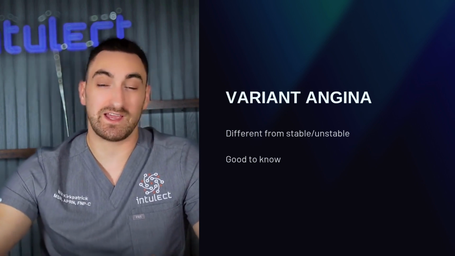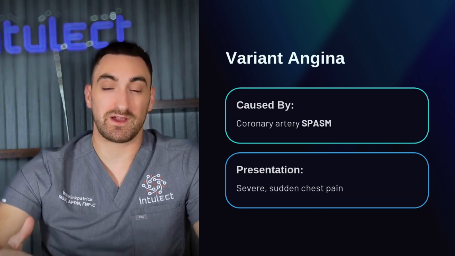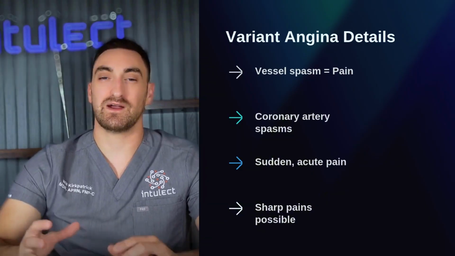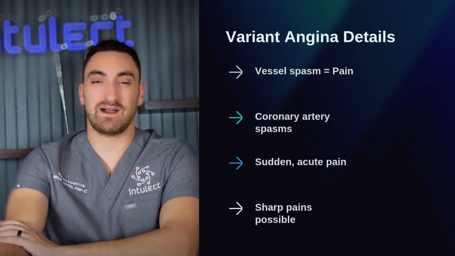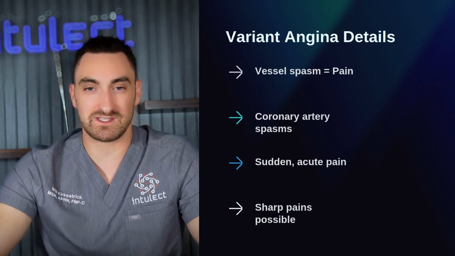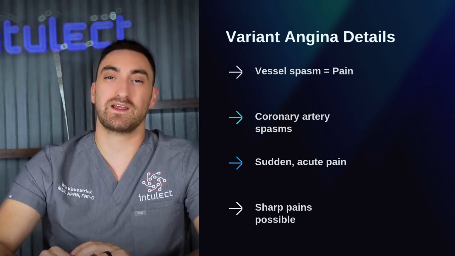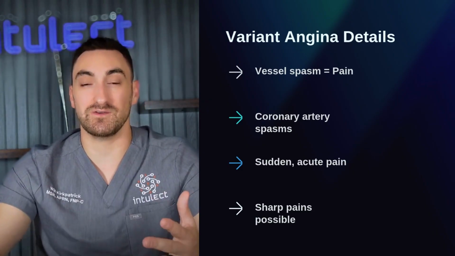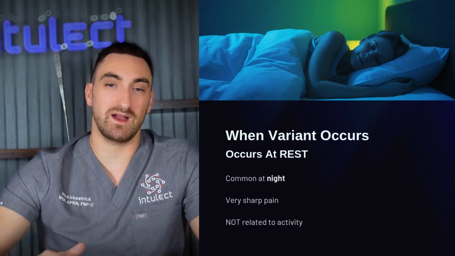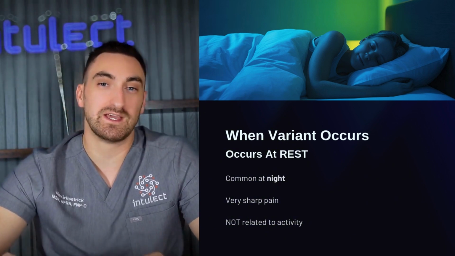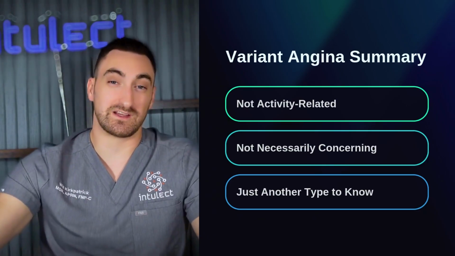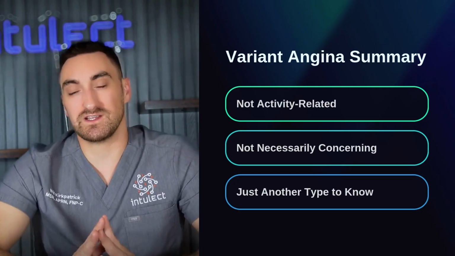There's something called variant angina, and that's a severe and sudden chest pain related to the coronary spasming. So if you have a vessel that spasms, you might have some pain localized at the area. Here it's the same sense, where the coronary artery itself is having a spasm and it increases the pain suddenly and acutely. And it could be very sharp pains. Sometimes this happens when you're at rest, at night especially. But that is your variant angina. It's not necessarily related to activity at all. It's not necessarily anything concerning, but it is a certain type of angina.